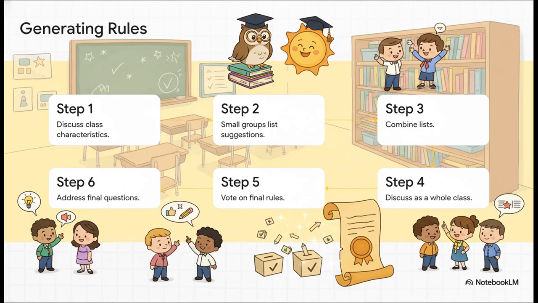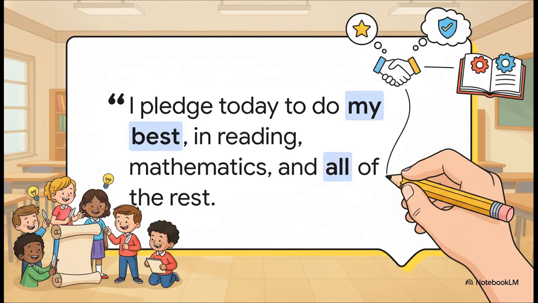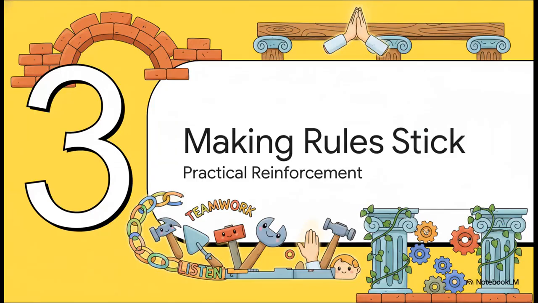So you start with a big conversation about what you want the class to be like. Then you break into small groups to brainstorm ideas. From there, you combine all those ideas, talk about them as a whole class, and then, this is key, you vote on the final rules. That whole process is what creates a real sense of ownership. And what you get at the end can be something really powerful, like a class pledge or a constitution. It becomes this sort of informal contract, right? A shared promise. When students actually see their own words and ideas in a pledge like this one, you don't have to ask for their buy-in. You've already earned it.